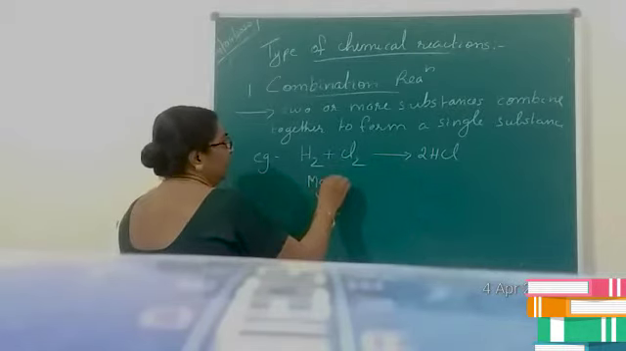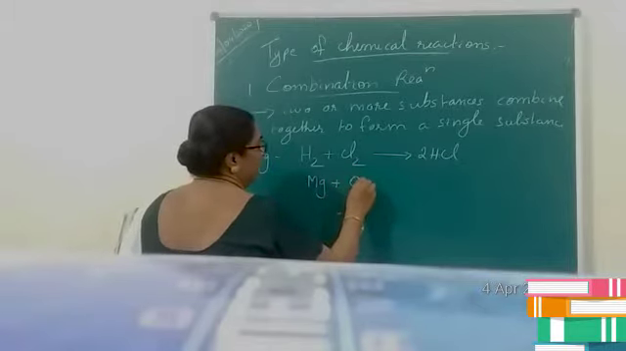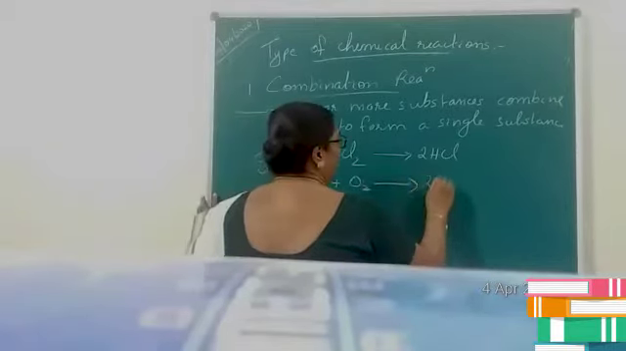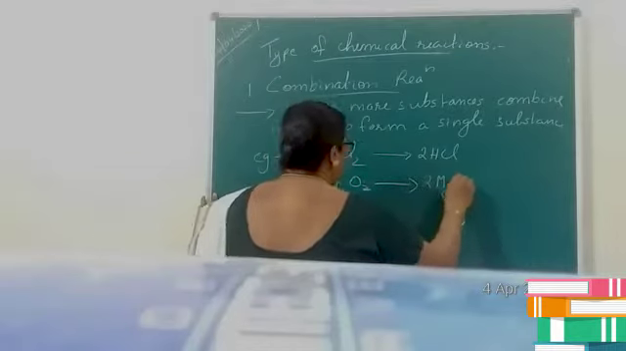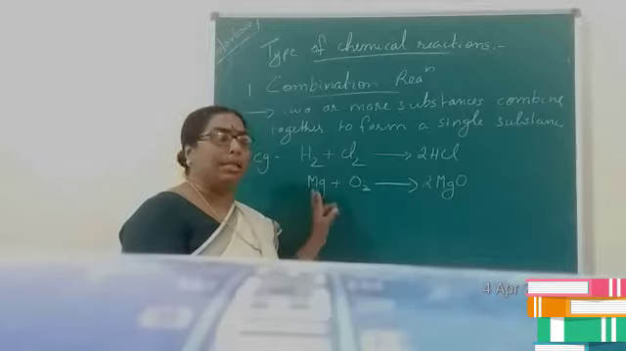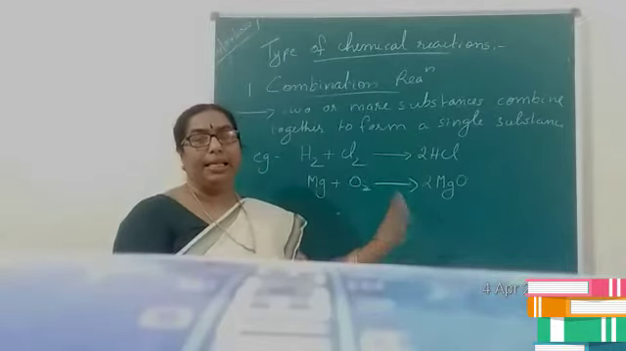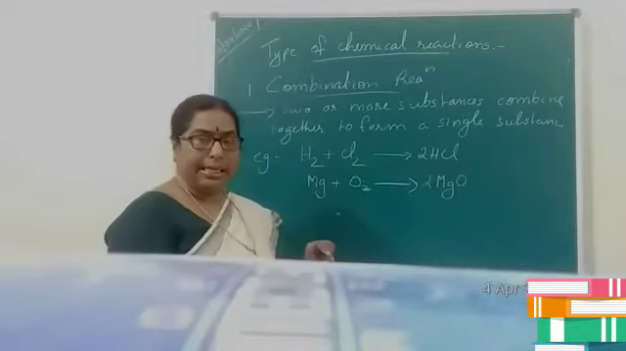Another example: magnesium combines with oxygen and results in the formation of magnesium oxide. Here again you can see that two simple substances, two elements, combine together to form a single substance, that is a compound. Is it clear?